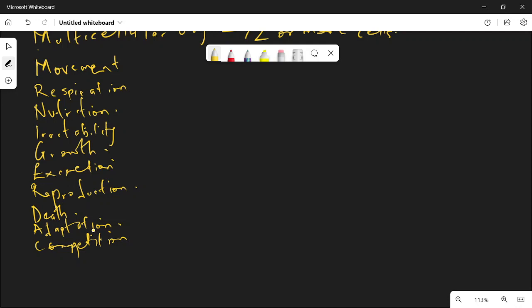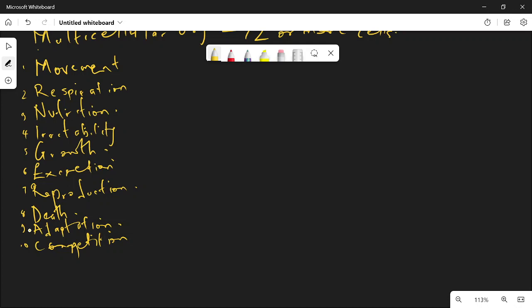Now, all of these that we have listed here, we have a number of 1, 2, 3, 4, 5, 6, 7, 8, 9, and 10. Each of these characteristics is performed by specific cells. These characteristics are carried out by certain cells.